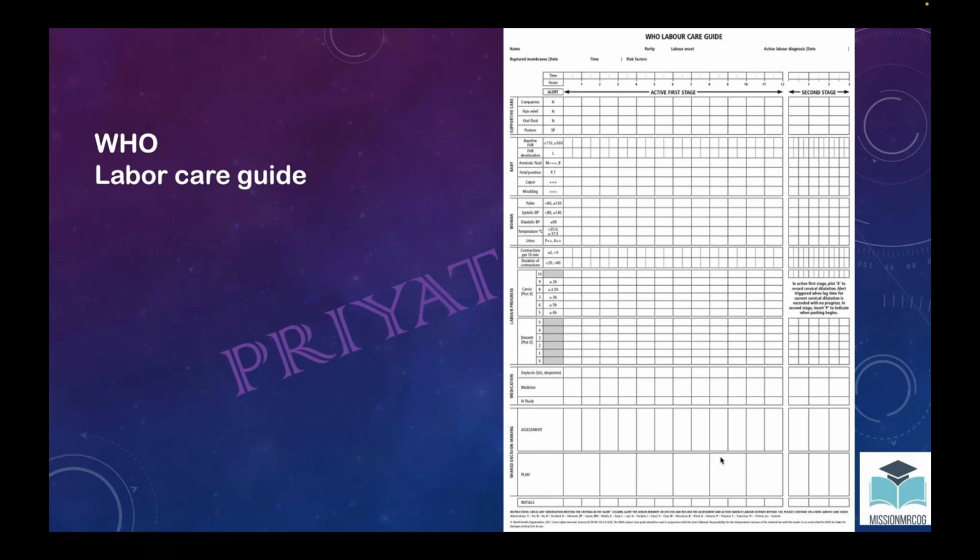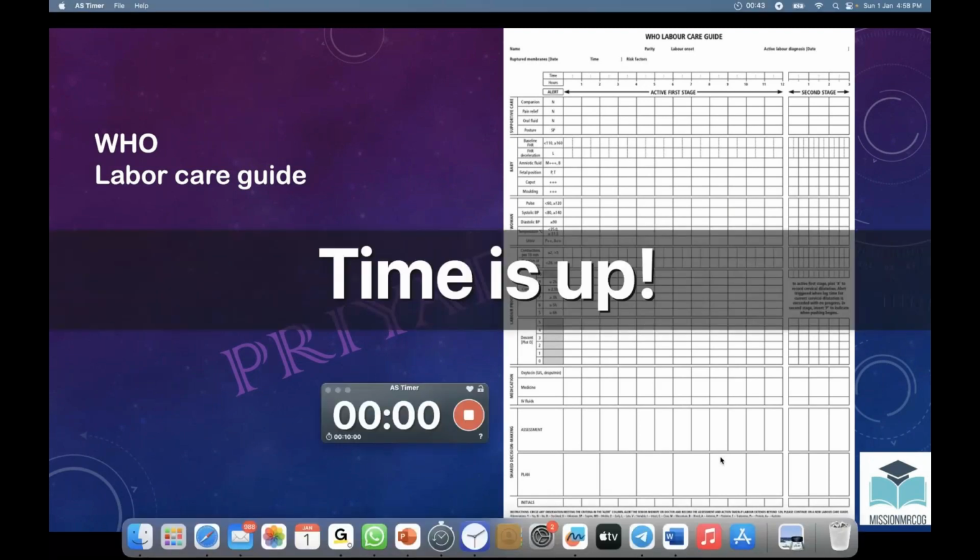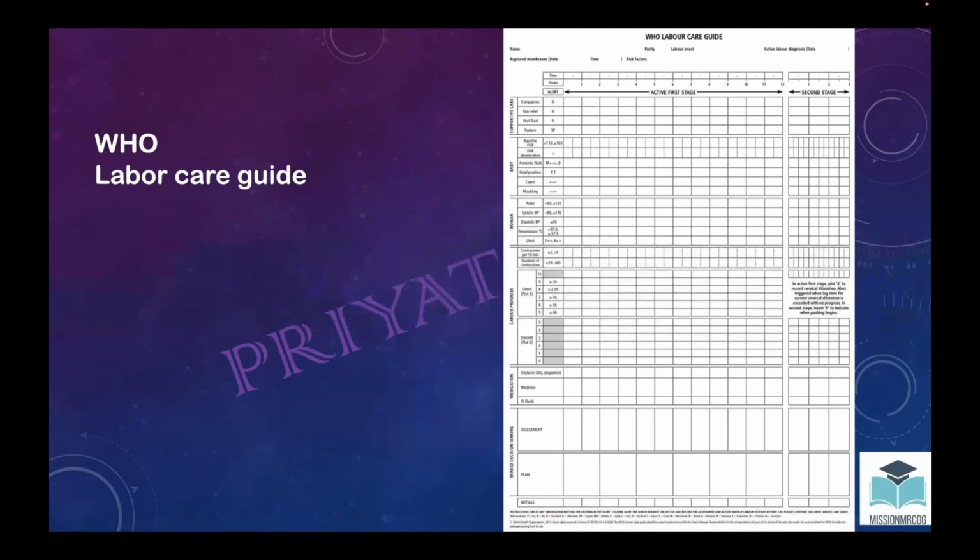So what are the differences between WHO partogram and WHO labor care guide? Here we have this supportive care which we didn't have there, and as we discussed, here we are starting with the active stage at 5 cm, there we were starting with 4 cm, and this shared decision making is also added. And in the dilatation of cervix here, there are no lines, and there is another column for the second stage also, which was not there. Okay, thank you for your time.